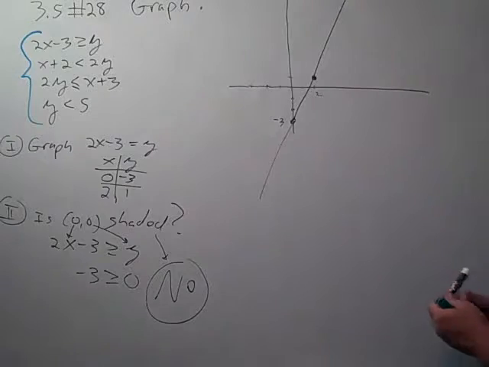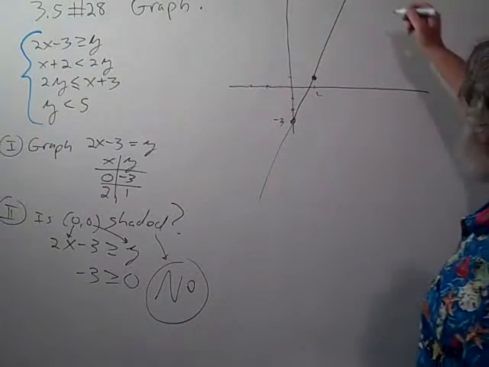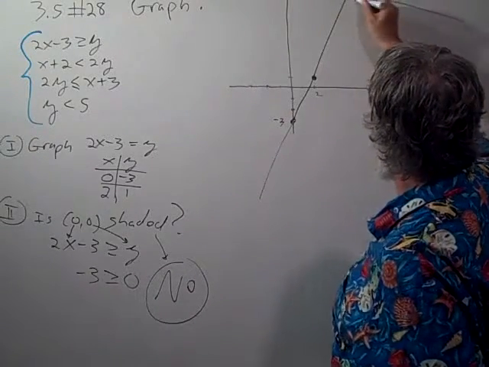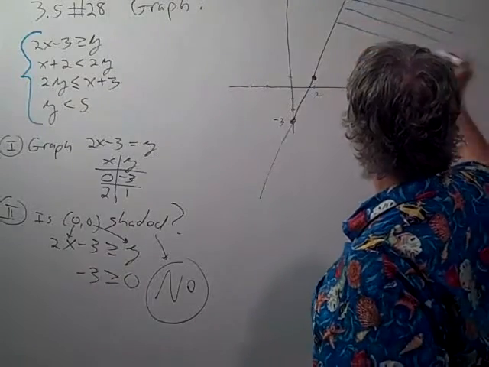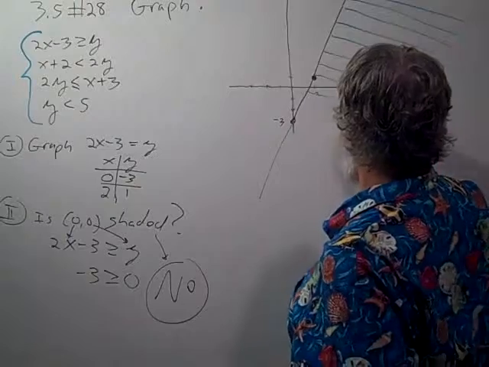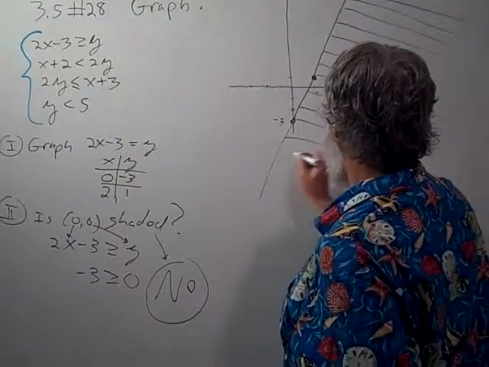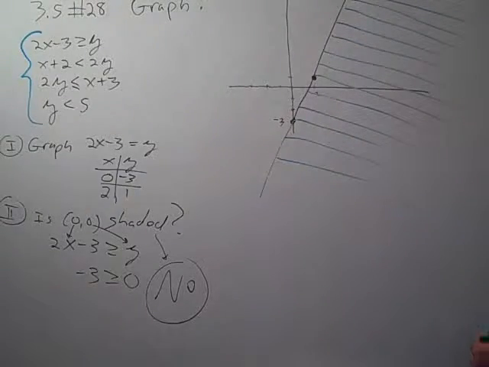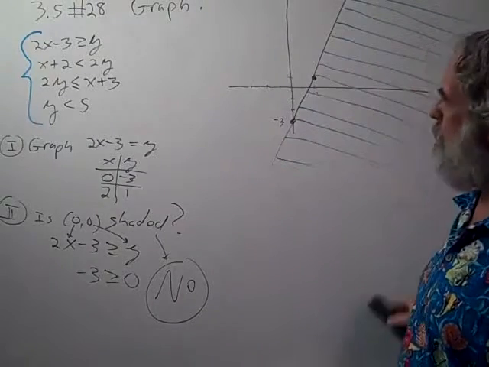So it's the opposite side that we shade for this line. So it's everything over here to the right and the lower side of this line. Okay, so that's the first one. 3 to go.